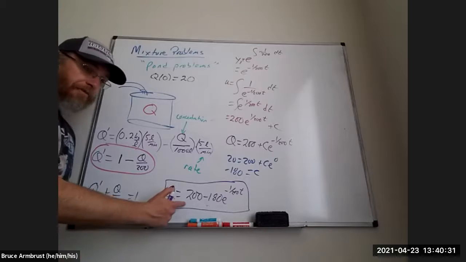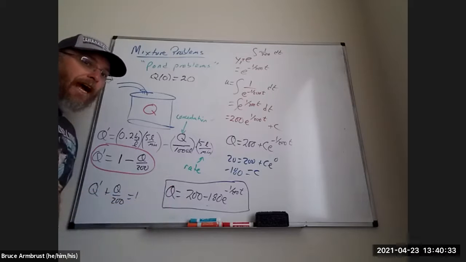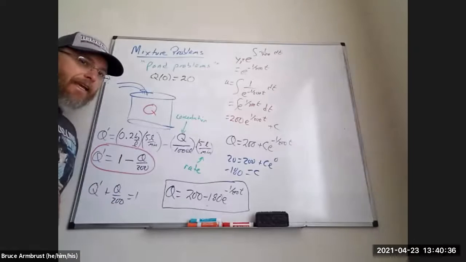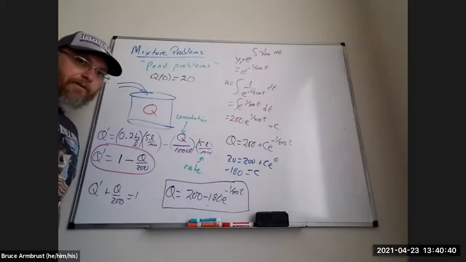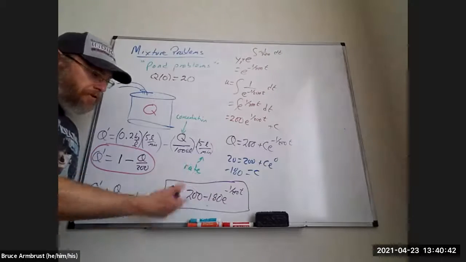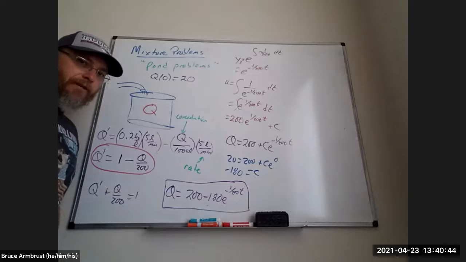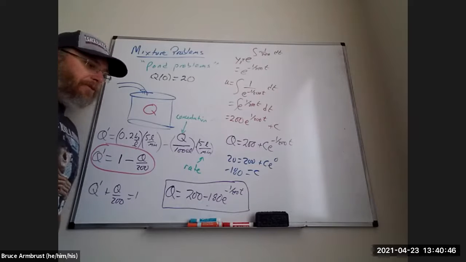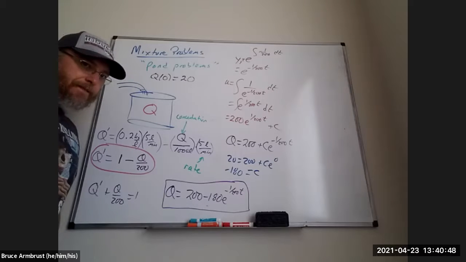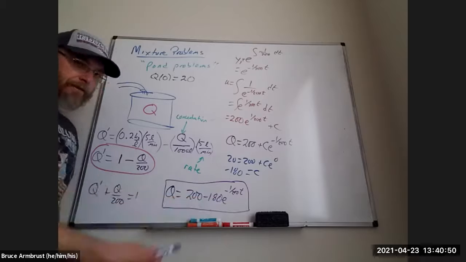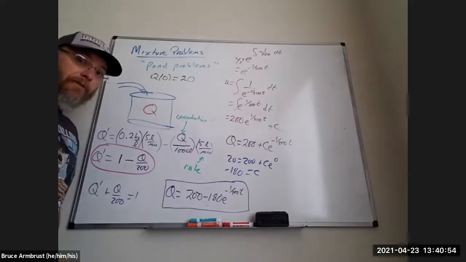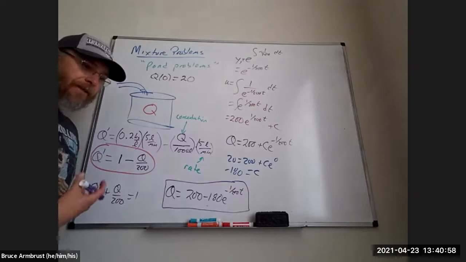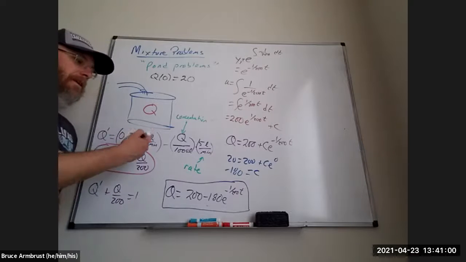So this function actually is going to tell us how much salt is in that tank after any number of minutes, right? You plug in 0, you get 20. So we started with the 20 kilograms. But if you want to know how much salt is going to be there in 10 minutes, plug in 10, you're going to get a number, and that's going to be in kilograms. And that's going to be the number of kilograms of salt in the tank.